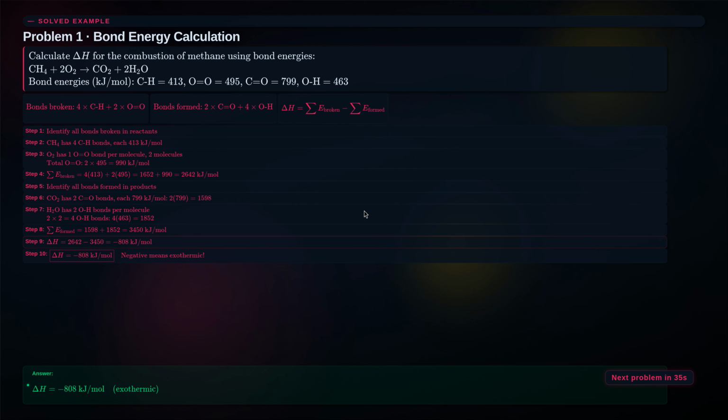Step 3. Delta H equals sum broken minus sum formed. 2,642 minus 3,450 equals negative 808 kilojoules per mole. The negative sign means the reaction is exothermic.